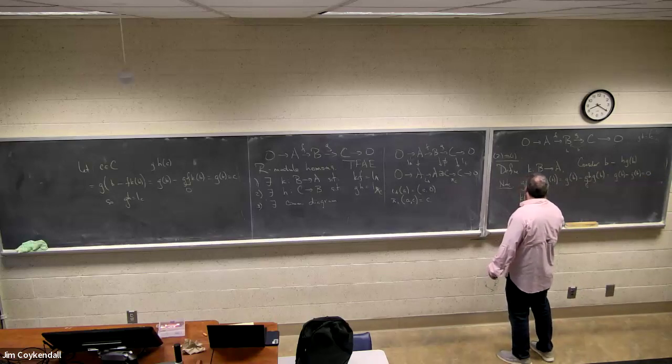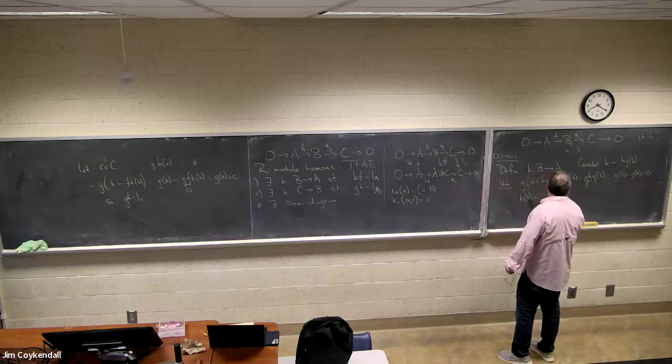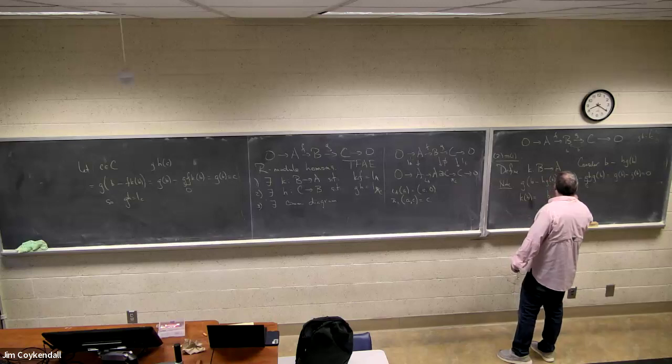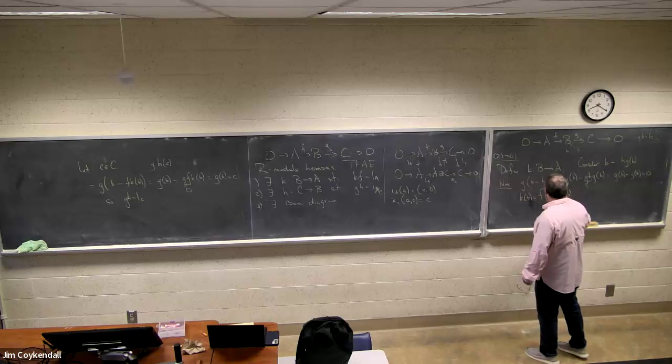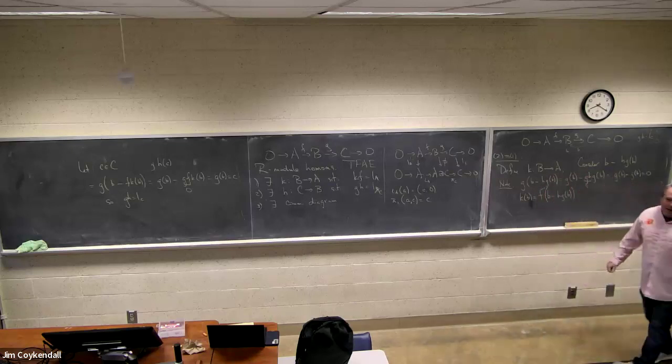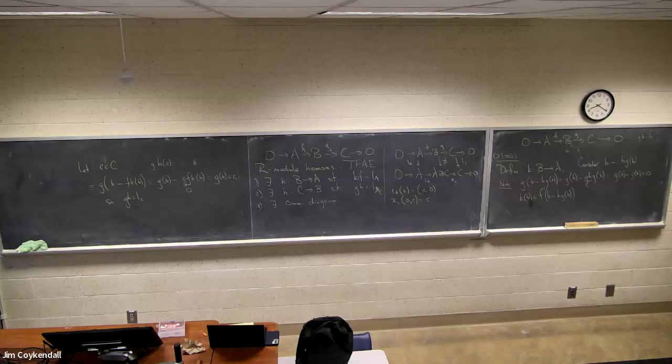B minus HG of B, take this thing and pick its preimage. And this is a well-defined choice. Can somebody tell me why? F is 1 to 1, so its preimage consists of exactly one element, right?